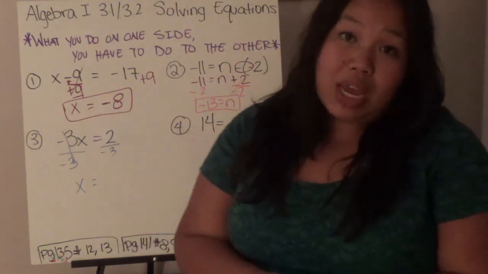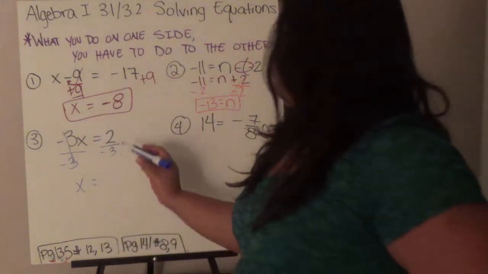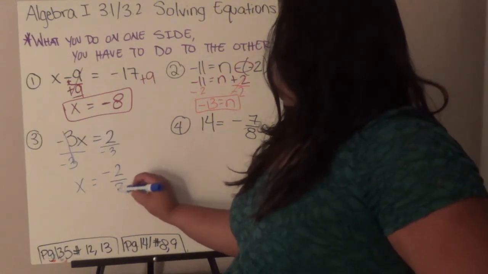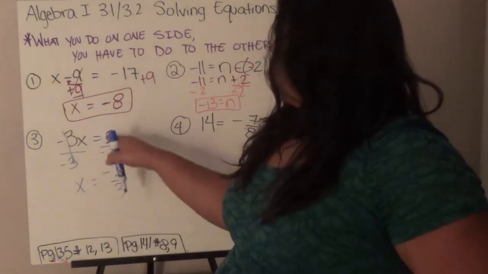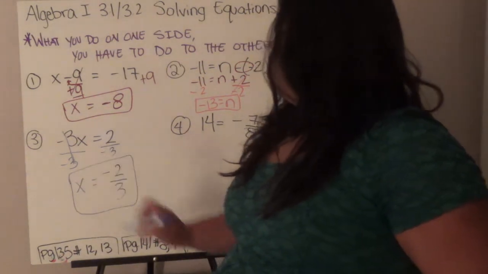Now 2 divided by 3 is a decimal, so we're just going to leave it in fraction and we can't simplify it anymore. So my answer is going to be negative 2 over 3, or negative 2 over negative, or positive 2 over negative 3. That negative can be put either way. But my answer is negative 2 over 3.